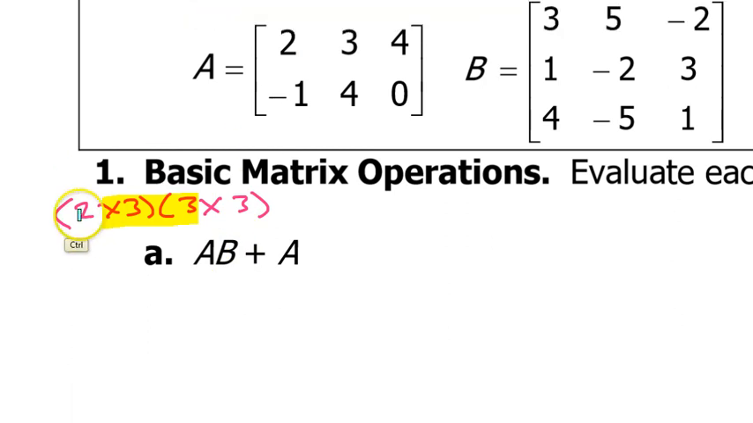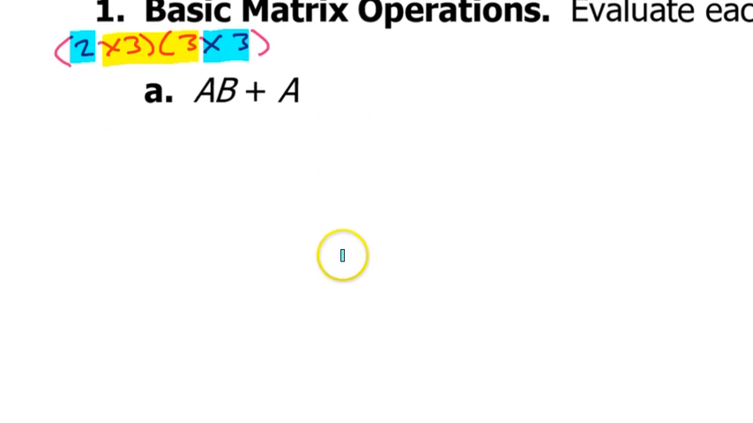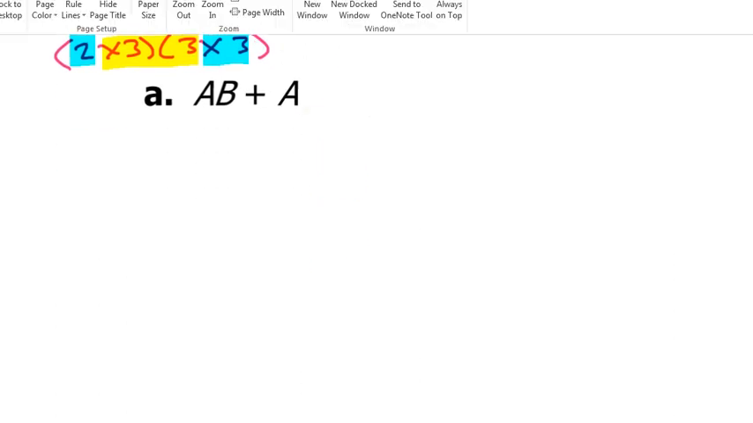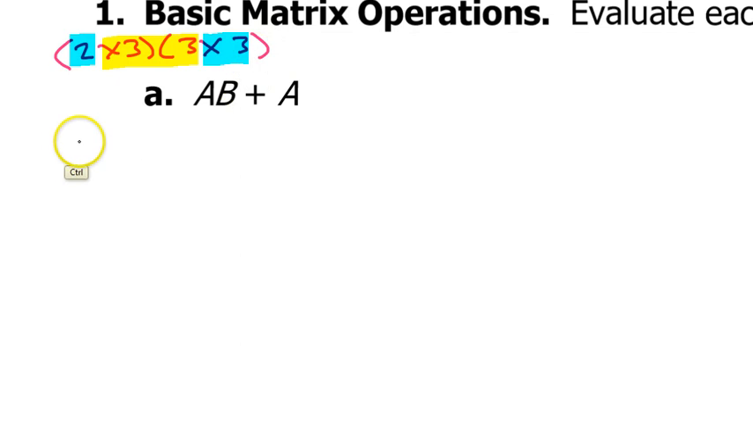The outer dimensions are also important because the outer dimensions tell me the dimensions of the product. So the product of A times B will be a 2 by 3 matrix. That's very important because that tells me that I need to set up a giant 2 by 3 matrix in order to do the problem. So that's what I'm going to do now. So here's a very large 2 by 3 matrix.